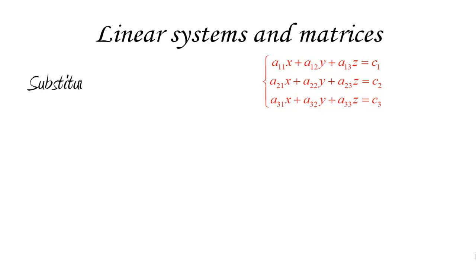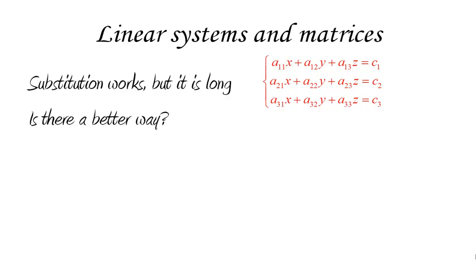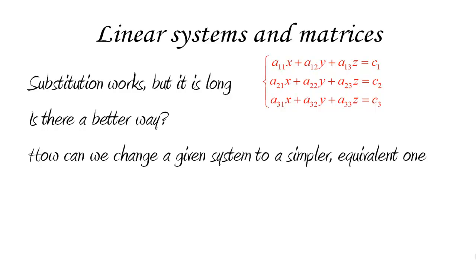So you may remember from the last class that we do have a method for solving a linear system, namely substitution or elimination by substitution. But it is a long method, and in fact we already asked, is there a better way? So in other words, how can we change the given system to a simpler equivalent one? Remember, that was the key to solving a system.